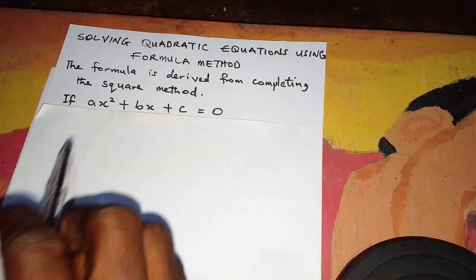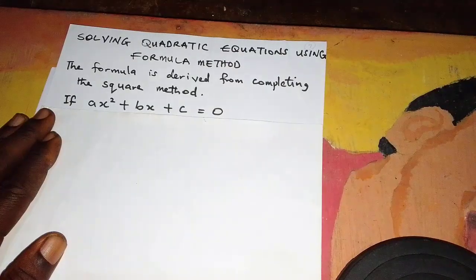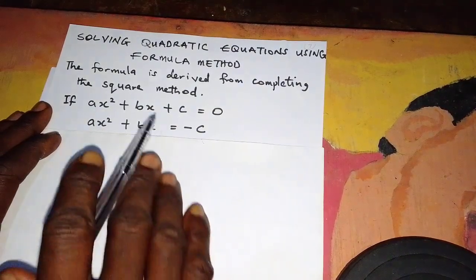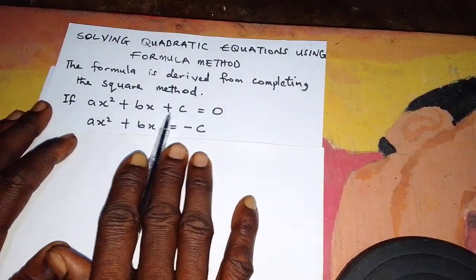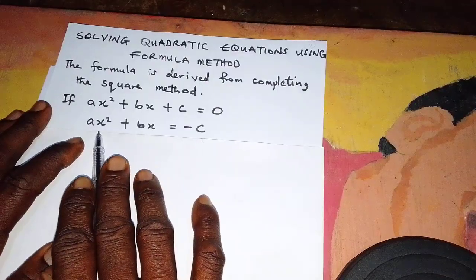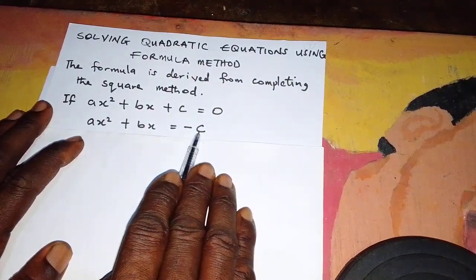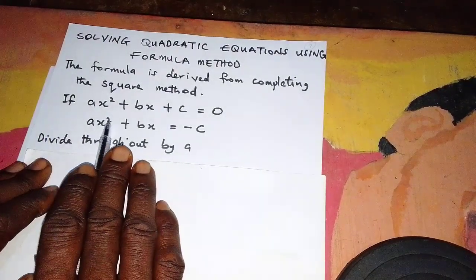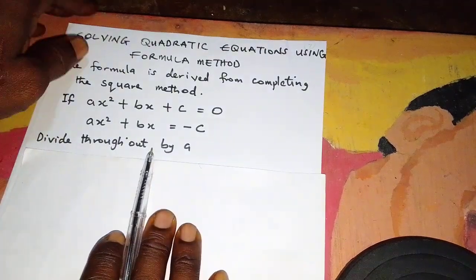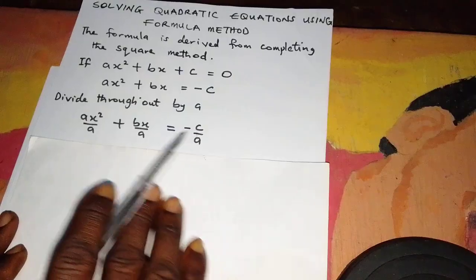For example, if ax squared plus bx plus c equals 0, and we want to use the completing the square method to do this, the constant you bring to the other side, making it ax squared plus bx is equal to minus c. Now, the next thing is you divide throughout by the coefficient of x squared, which is a.